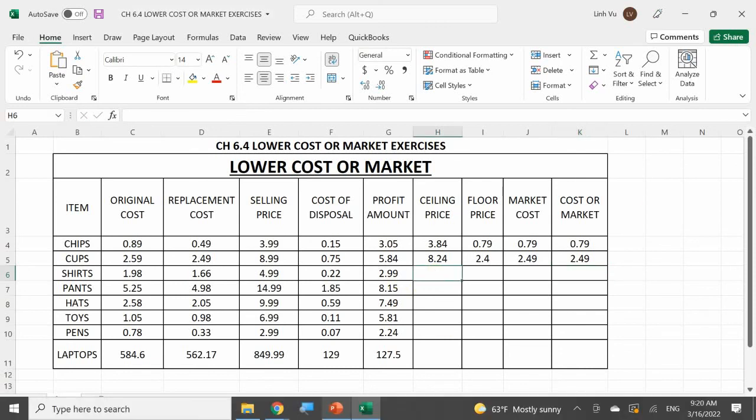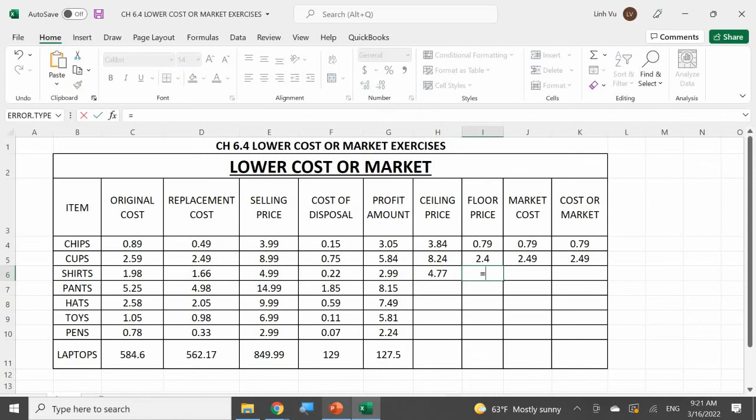Let's do another one. If I decided to buy some shirts and it cost me $1.98, they tell me that it's now worth $1.66. I sell them at $4.99. To dispose of them is going to cost me 22 cents, and the amount of profit I want to get out of it is $2.99. So we're going to take my selling price of $4.99 minus my disposal to get $4.77.